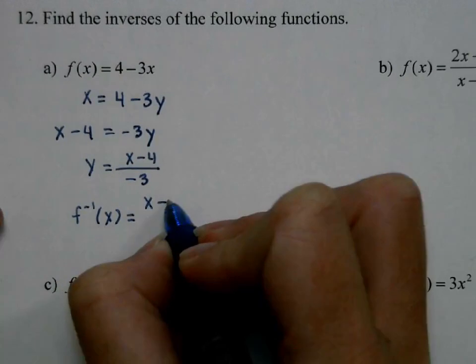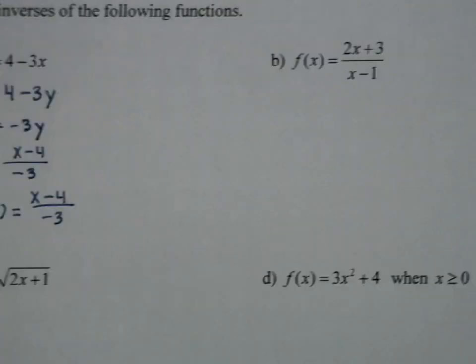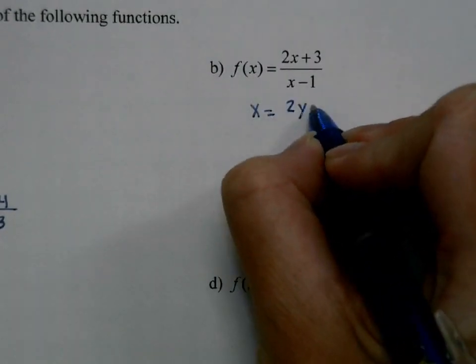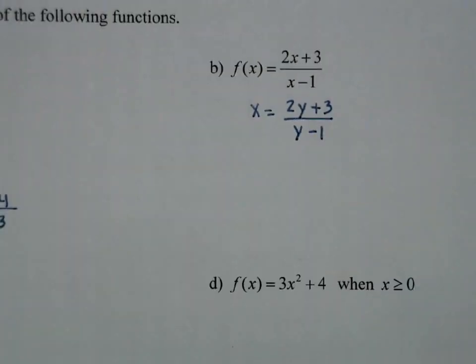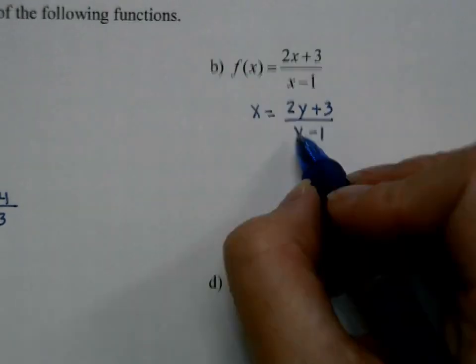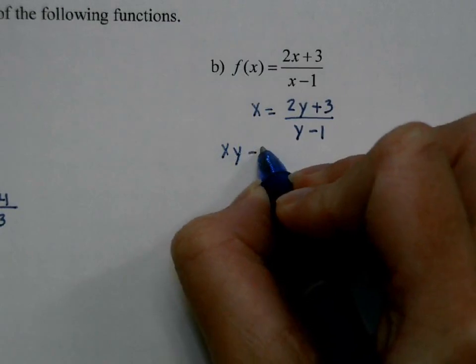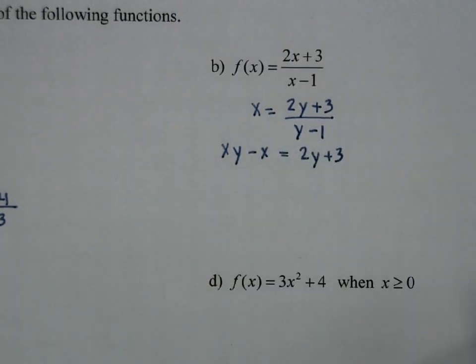Okay, here, when I switch x and y, we end up with multiple y's, which is fine. So I'm going to multiply this over and distribute. So I'm going to have xy minus x. Next, I'm going to move everything that has a y to one side of the equation, anything that doesn't have a y to the other side. So we're going to have xy minus 2y, and then I'll add that x over.